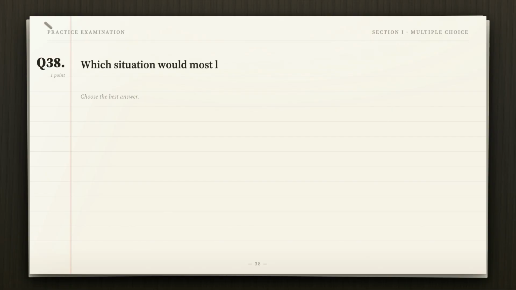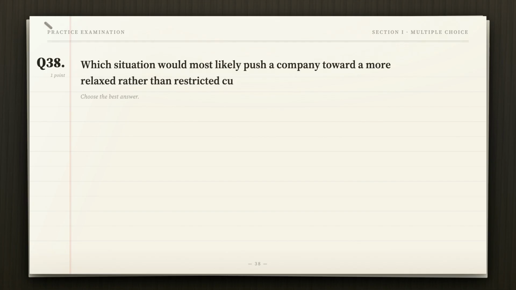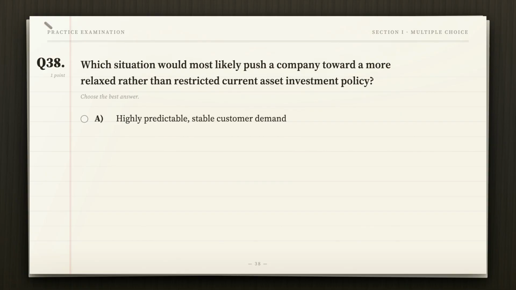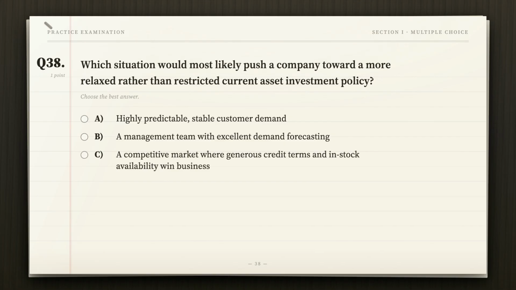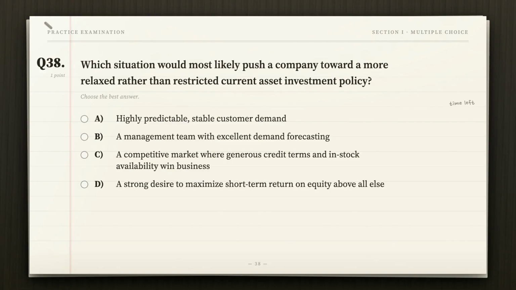Question 38. Which situation would most likely push a company toward a more relaxed rather than restricted current asset investment policy? Your options are A. Highly predictable, stable customer demand. B. A management team with excellent demand forecasting. C. A competitive market where generous credit terms and in-stock availability win business. D. A strong desire to maximize short-term return on equity above all else. Which would you go with? Lock it in before the reveal.